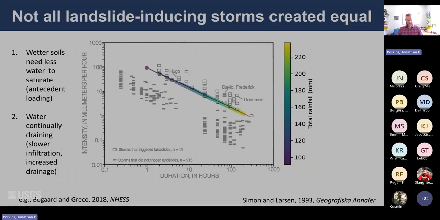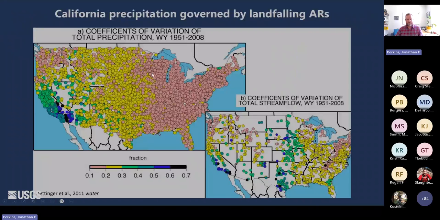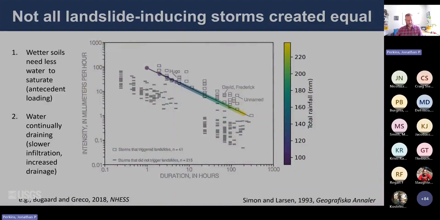So perhaps those landslides on the left here, oh, sorry about that. Let's see if that works again. I was trying to get my laser pointer. There we go. The landslides on the left may have more water already in the soil, and thus are more susceptible to these short duration, high intensity events.